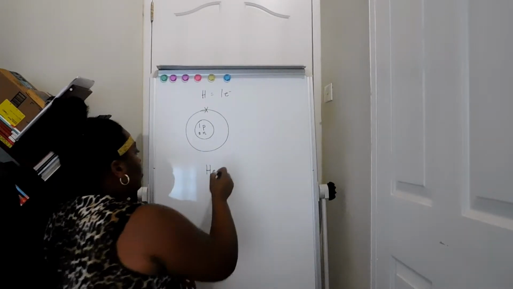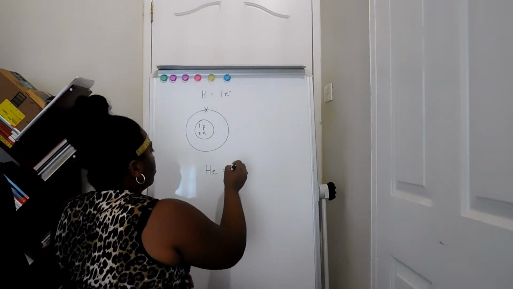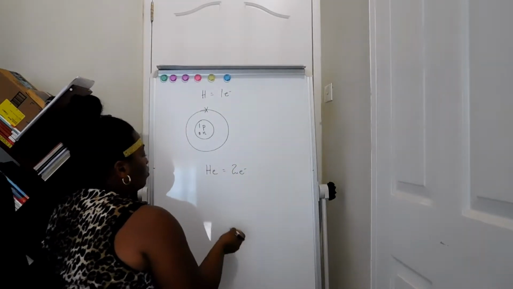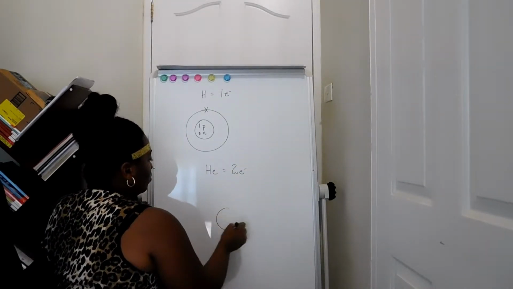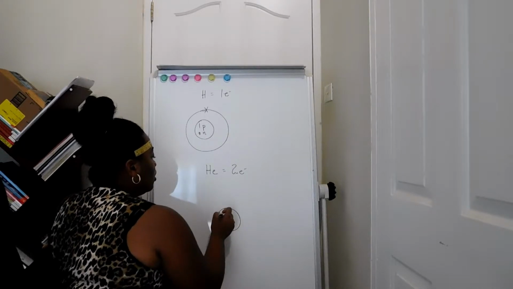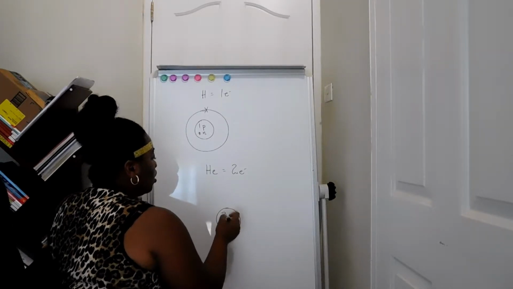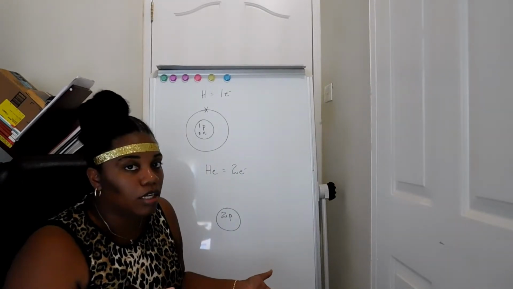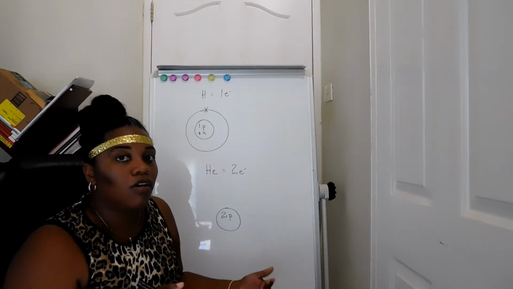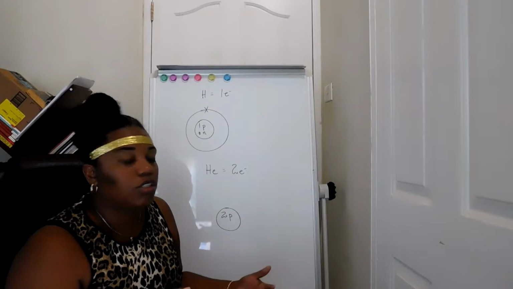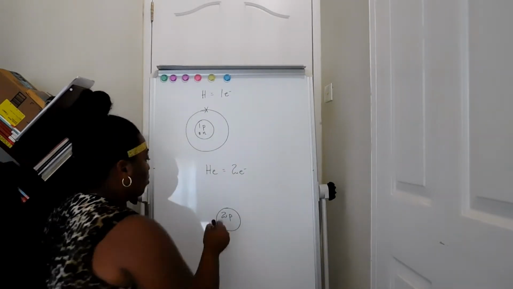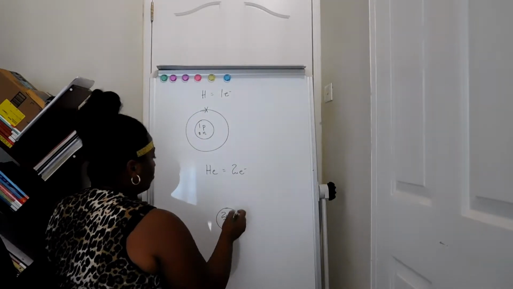Helium has 2 electrons. And so if you draw it here, helium has 2 protons. You wouldn't know how many neutrons it has yet because I haven't taught you that yet. But since the mass number of helium is 4, you just subtract 2 from the mass number to get the neutron count, which is 2 neutrons.